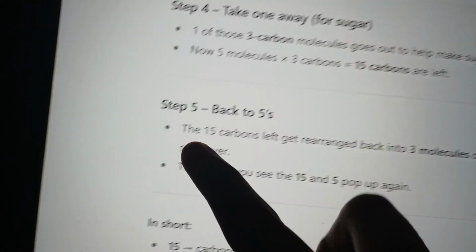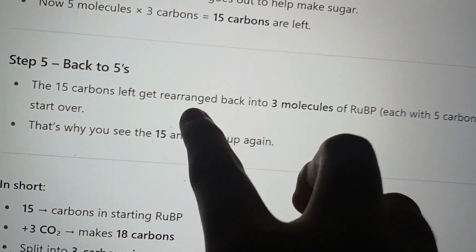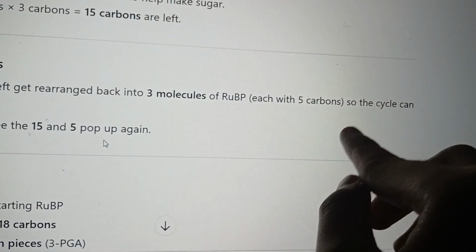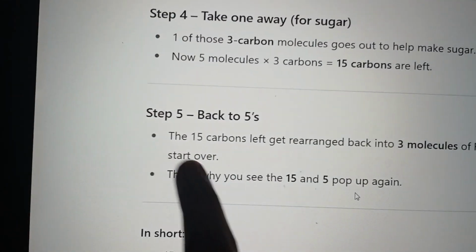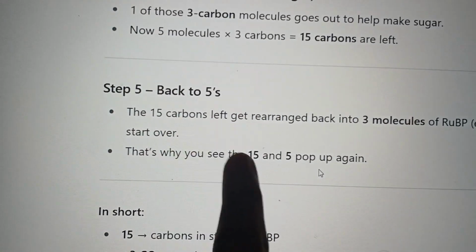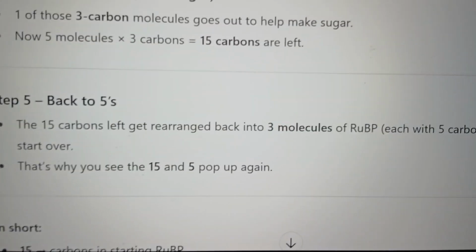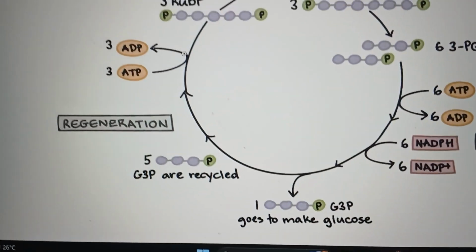Now we are in our last step. The 15 carbons left get rearranged back into 3 molecules of RuBP, each with 5 carbons, so this cycle can start over. That's why you see 15 and 5 pop up again. Here, I'm going to show you. What will happen is nothing much will change.